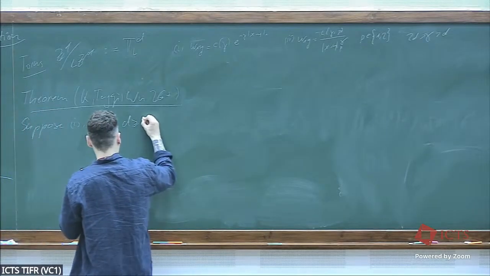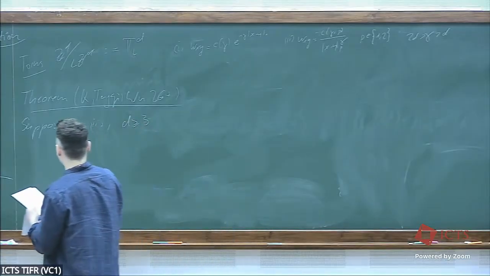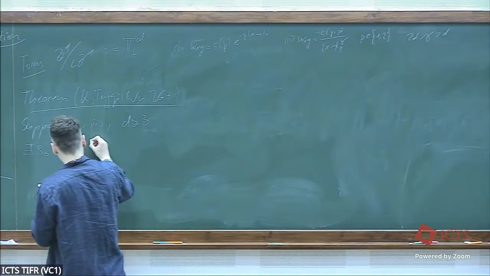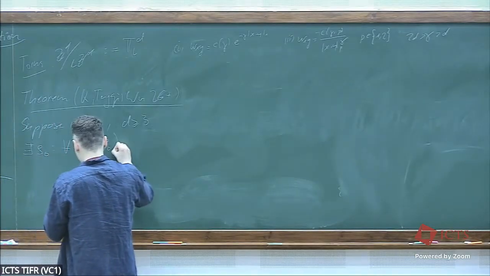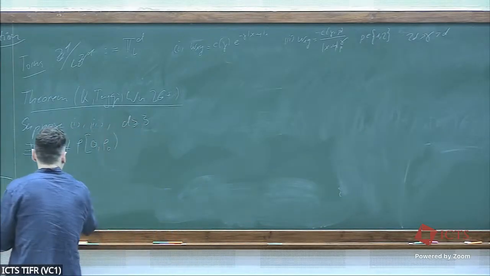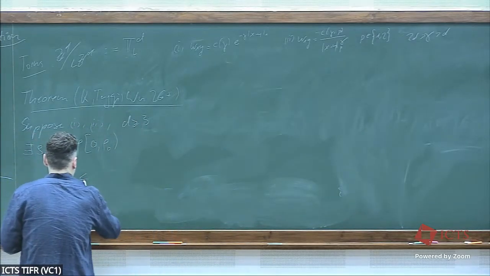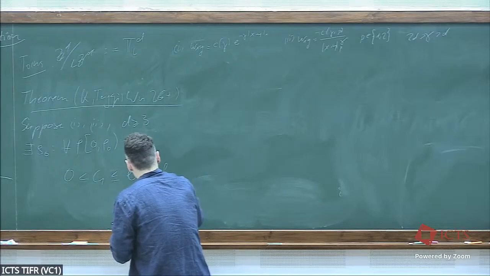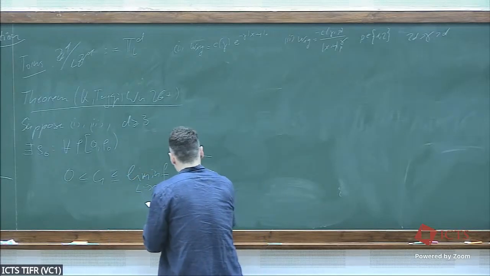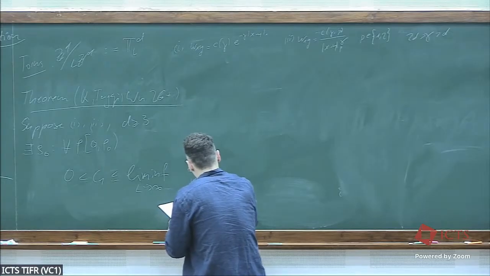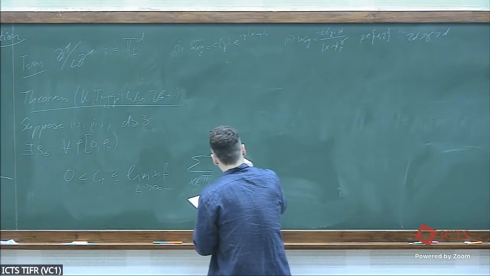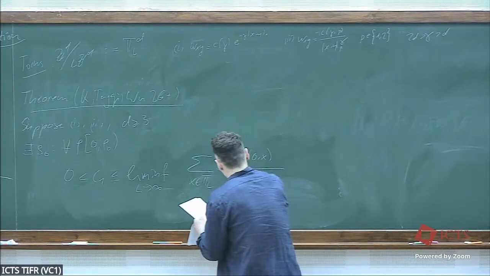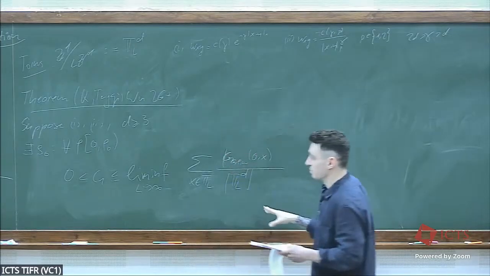D is greater or equal than 3. And then there exists rho 0, such that for all rho between 0 and rho 0, there exists a positive constant C1, such that the lim_inf of the sum over all 2-point functions from 0 to x divided by the volume of the torus, this stays positive.